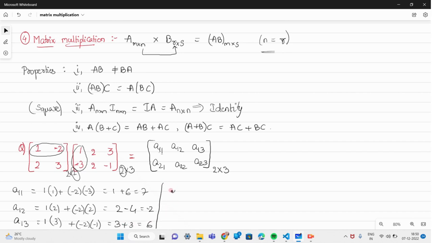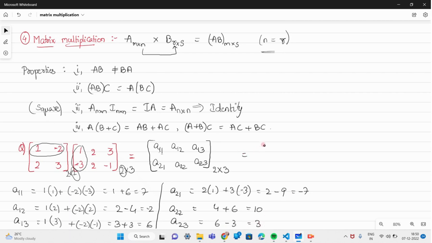Similarly, follow the same for the second row. A21, second row with first column. 2 into 1 plus 3 into minus 3, which is 2 minus 9, minus 7. A22, second row with second column. 2 2s are 4 plus 3 2s are 6. Second row with third column. 3 2s are 6 minus 3, which is 3.